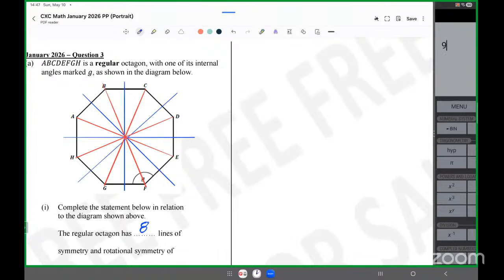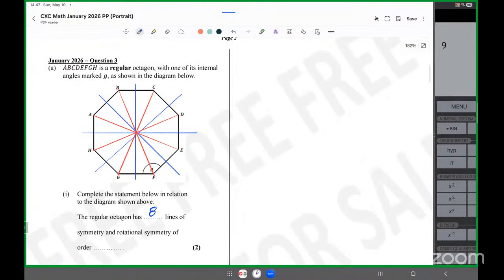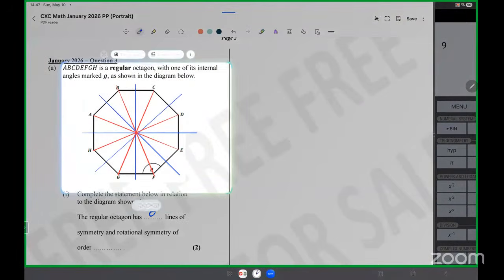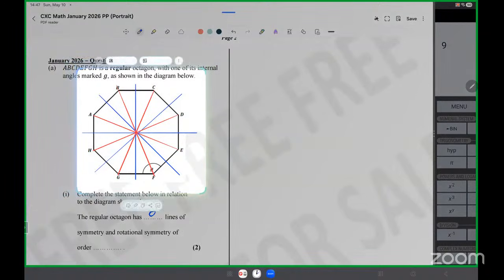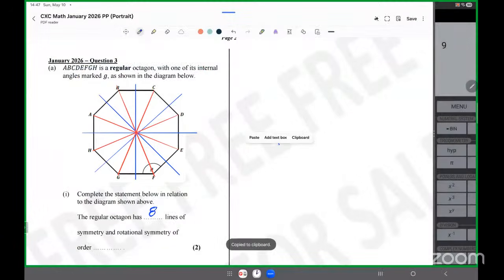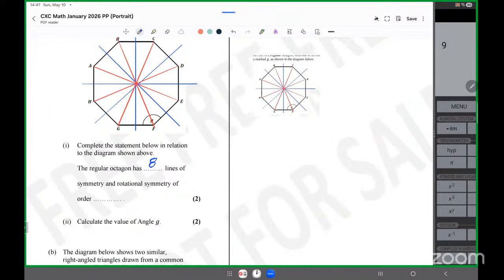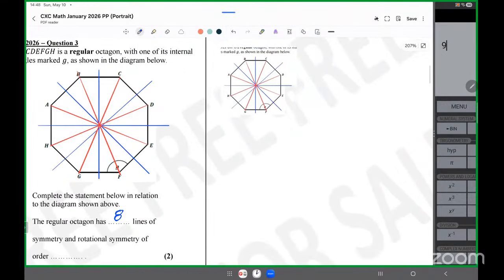Let's talk about rotational symmetry now. So I showed the 4 lines of symmetry. So let me just copy this thing. Copy this. Show the lines of symmetry. Paste. All right, so those are the lines of symmetry, right?